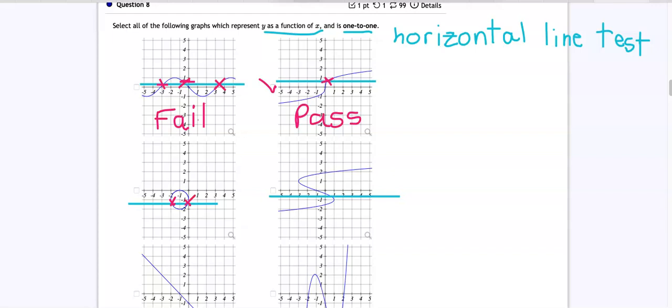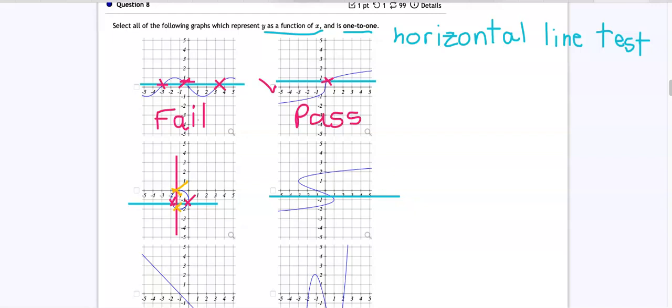But actually, this was problematic in the first place because if you try the vertical line test on this graph, it also fails. You can see more than one location where the graph is going to be intersecting, and so this one not only fails the horizontal line test, but it fails the vertical line test, which means that it's not even a function in the first place. Nor is this one right here.